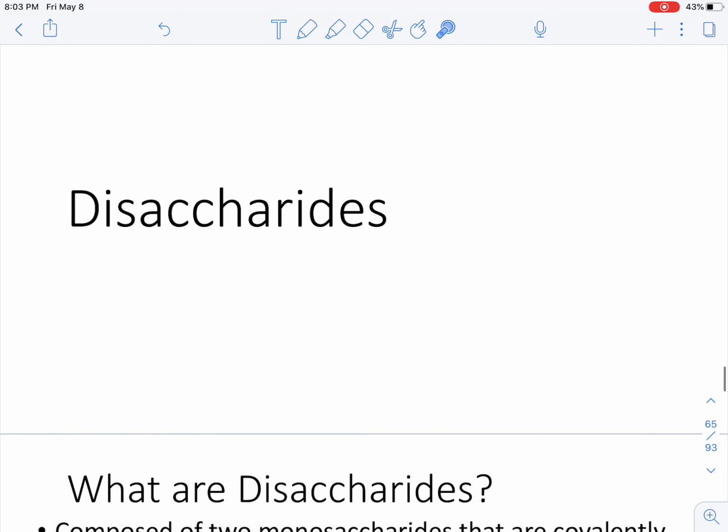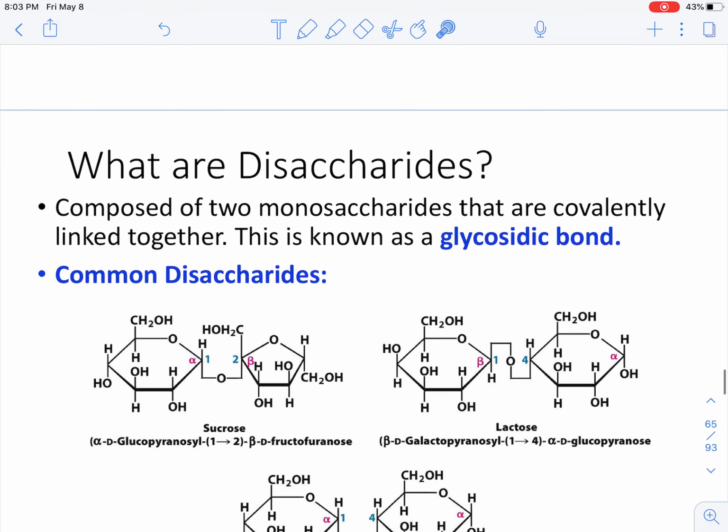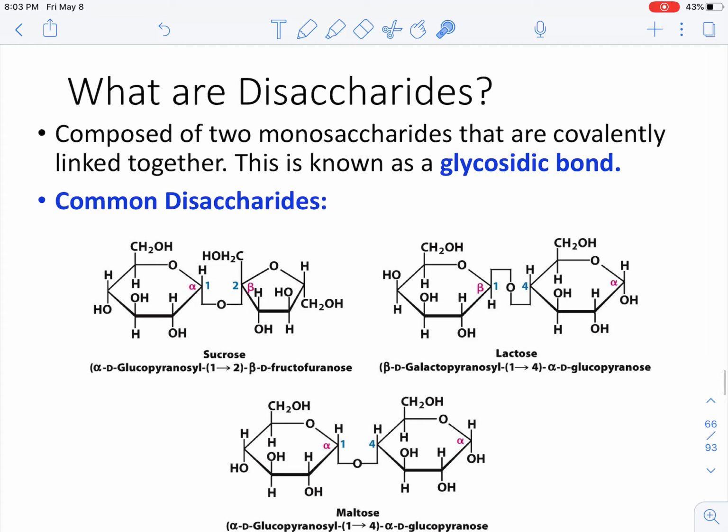Disaccharides are carbohydrates composed of two monosaccharides. These monosaccharides are covalently bonded or linked together, and this covalent bond is known as a glycosidic bond.